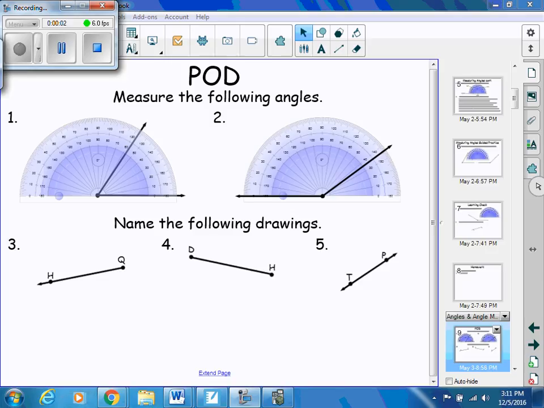All right, today's lesson's on angles and angle measures. To start with, go ahead and pause the video and work on this problem of the day. Then, like I said, pause it, and after you try them, come back and check your answers.